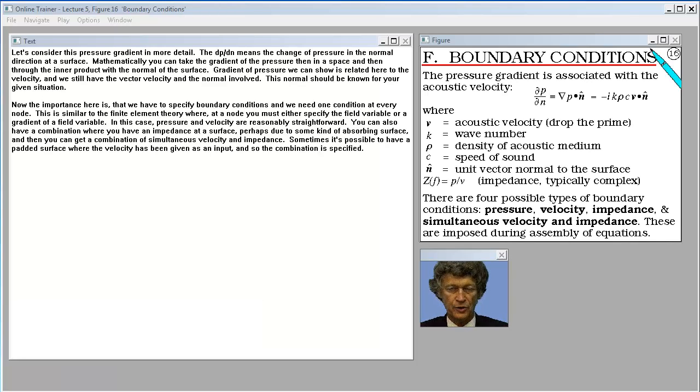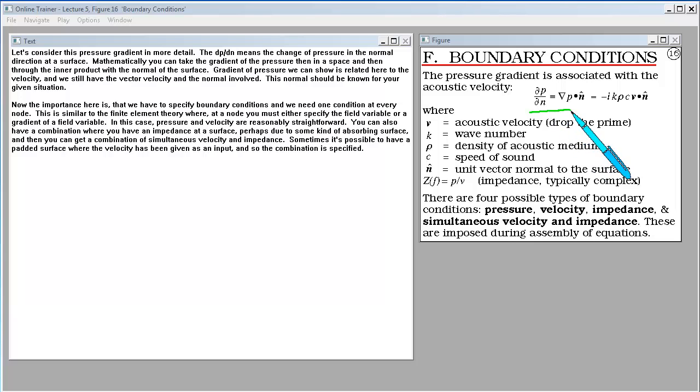Let's consider this pressure gradient in more detail. dP/dN means the change of pressure in the normal direction at a surface. Mathematically, you can take the gradient of the pressure in space and then do the inner product with the normal of the surface. The gradient of pressure, we can show, is related here to the velocity, and we still have the vector velocity and the normal involved. This normal should be known for your given situation.